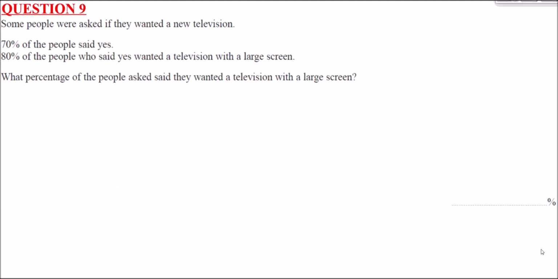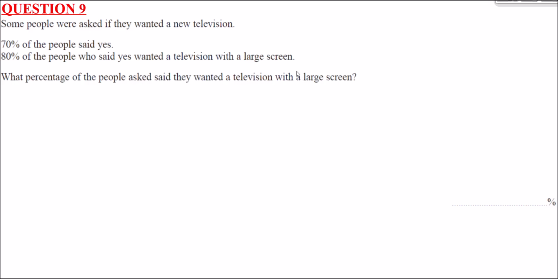Question 9 is a percentage of a percentage question. So apparently some people were asked if they wanted a new TV. Don't we all? Well, apparently not, because only 70% of the people said yes. Anyway, never mind my opinions on it. 80% of the people who did say yes wanted a new television with a large screen. So what percentage of the people asked said they wanted a television with a large screen?